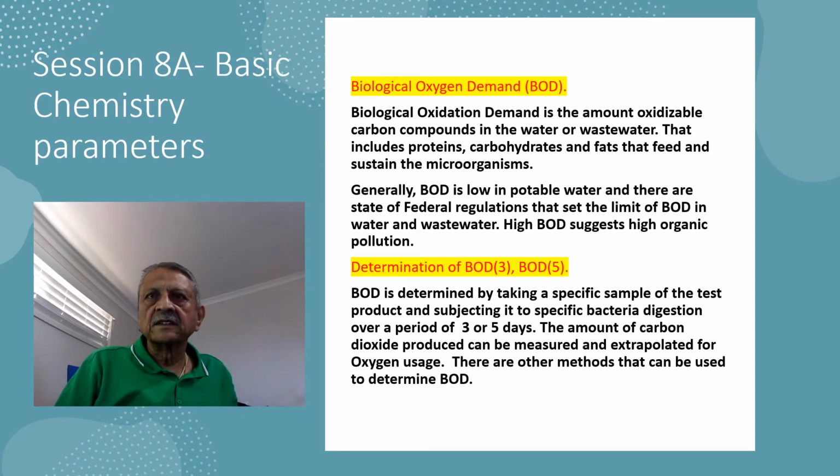Now, there are two types of BODs. One is BOD3 and the other is BOD5. Generally, we use BOD5. BOD3 is where we allow the water to be digesting for only 3 days before we determine the amount of oxygen in there. In the case of BOD5, we allow the fermentation to take place for 5 days.